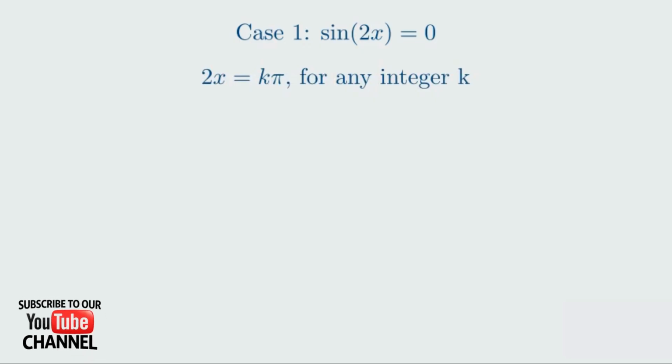All we need to do is divide both sides of the equation by 2. Dividing both sides by 2, we find that x equals k times pi over 2. This is our second family of solutions. Let's write this down. The second set of solutions is x equals k pi over 2, where k is any integer. Again, this is a set of infinite solutions.